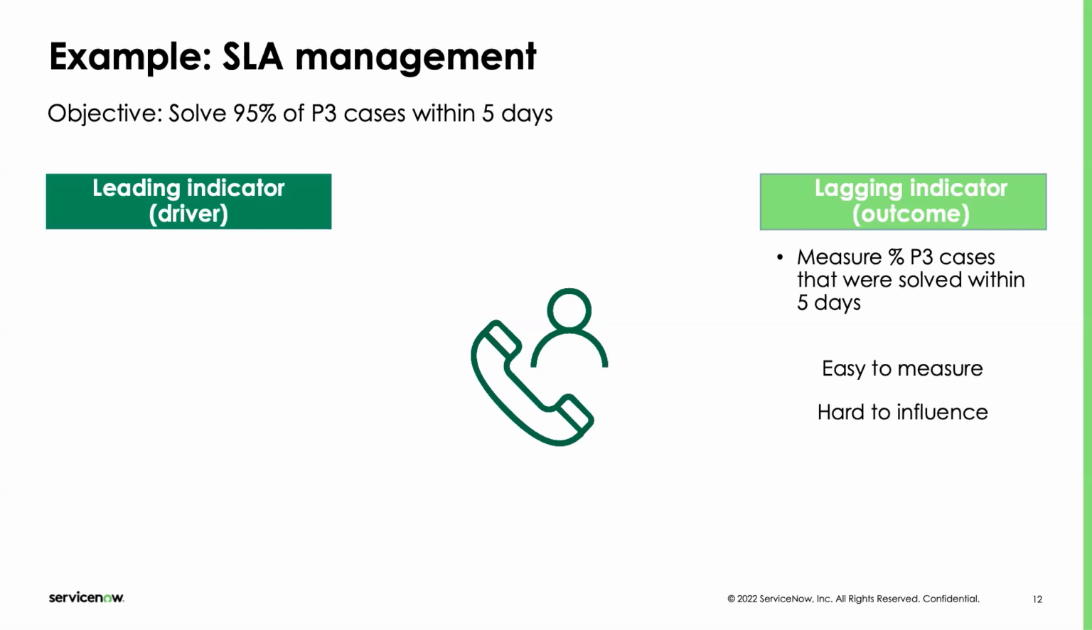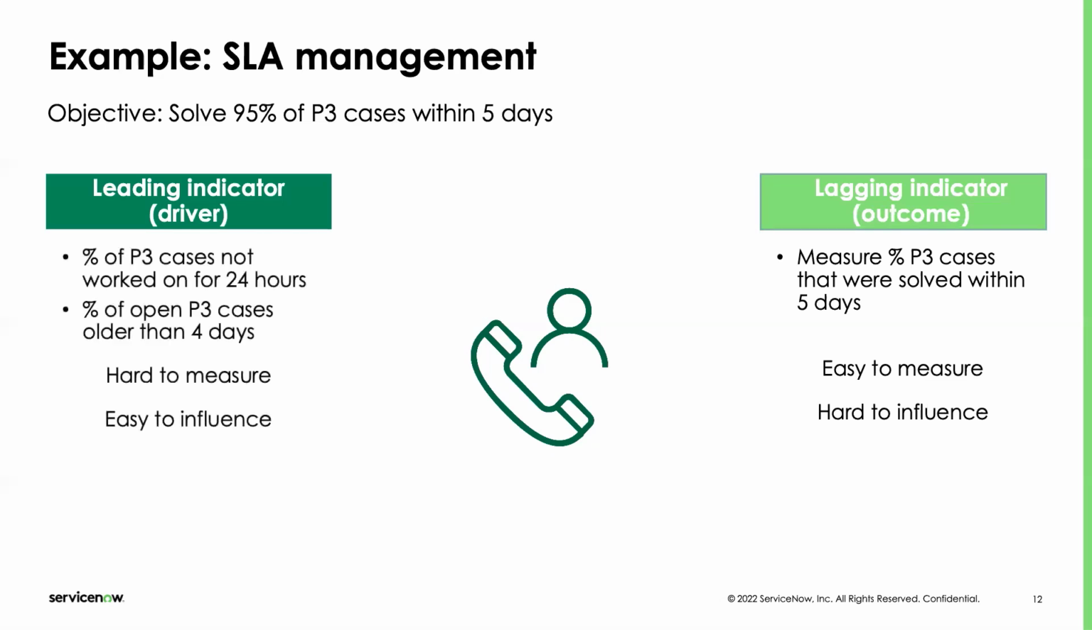And here is where it becomes a little tricky. So what do I need to focus on in order to meet my SLA? Now, some of the leading indicators I can think of is I could look at my P3 cases or incidents that I haven't worked on for 24 hours. If that percentage is growing, this is where trending comes in, I can see that it's less and less likely that I will meet my objective. Why? If I'm not working on incidents for 24 hours, I'm not solving them either. So if I need to solve 95%, the lower that percentage, the higher my chances of meeting my objective.